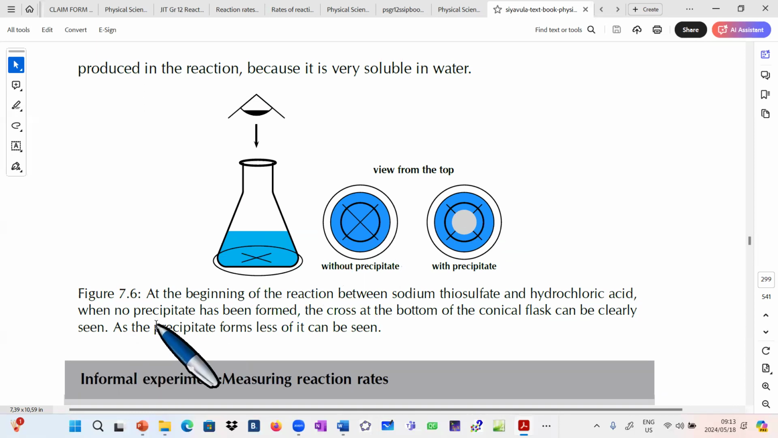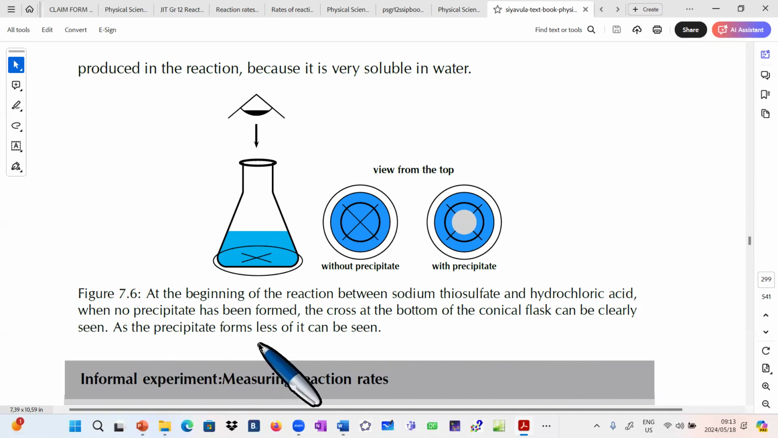Now, at the beginning of the reaction between sodium thiosulfate and hydrochloric acid, when no precipitate has been formed, the cross at the bottom of the conical flask can be clearly seen. Okay? You can see it at the beginning of the reaction.